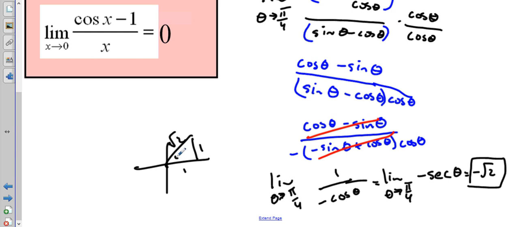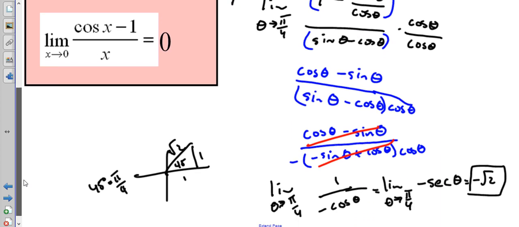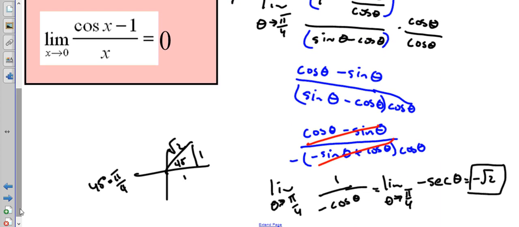Just so you know, that's 45. Remember, a 45-degree angle is the same thing as pi over 4. So I go back and forth. All right. So there you go. Awesome. So that's our trig.